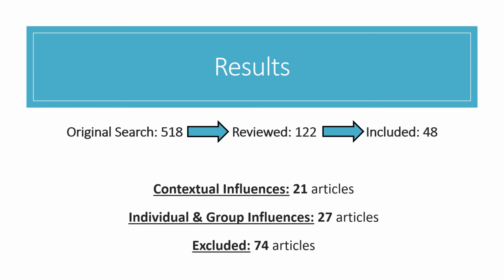And so the breakdown below that: 21 articles were assigned to the contextual influences main category, again referring to that matrix, and then 27 articles were assigned to the individual and group influences category of that matrix. And that means that 74 articles were excluded ultimately from that final 122.